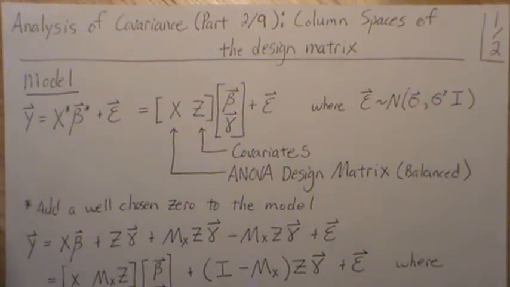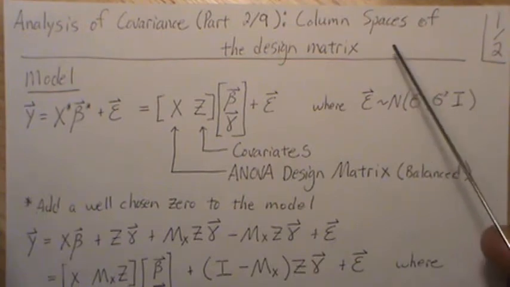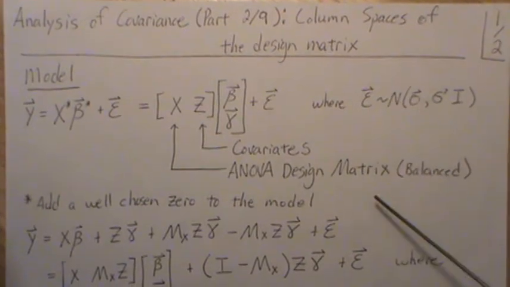Hello, this is the next video in a playlist that I'm calling General Linear Models Design of Experiments. Within that playlist, I'm creating little mini-series depending upon what analysis or design of experiment we're doing. Here, in this mini-series, we're doing analysis of covariance, and we're in part 2. We're going to look at the column spaces of the design matrix.